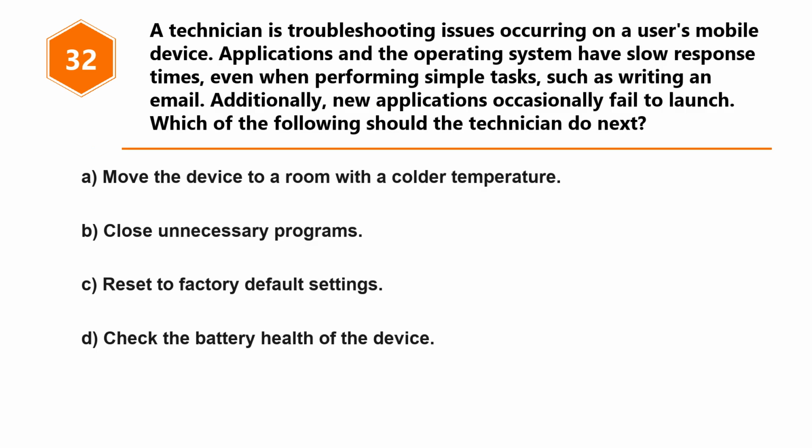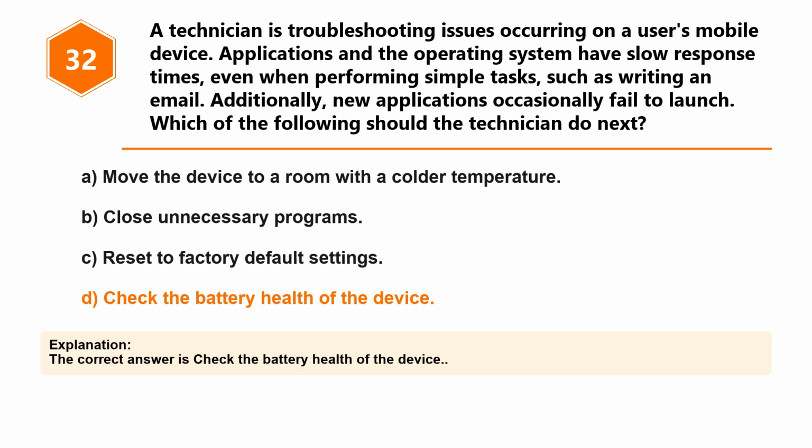Question 32. A technician is troubleshooting issues occurring on a user's mobile device. Applications and the operating system have slow response times, even when performing simple tasks, such as writing an email. Additionally, new applications occasionally fail to launch. Which of the following should the technician do next? Option A, move the device to a room with a colder temperature. Option B, close unnecessary programs. Option C, reset to factory default settings. Option D, check the battery health of the device. The correct answer is option D, check the battery health of the device.